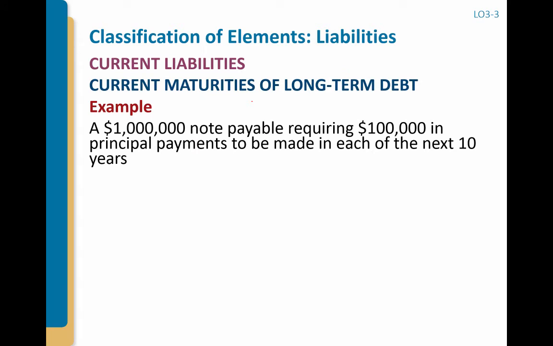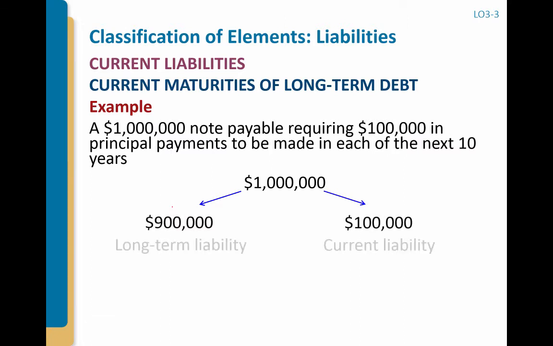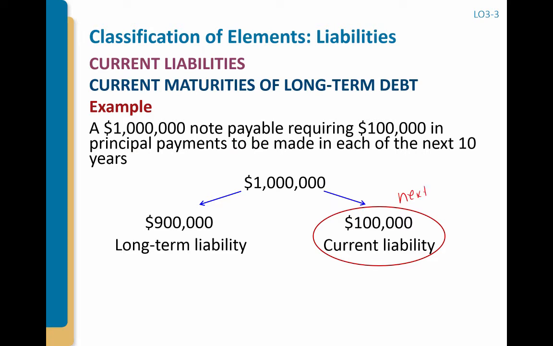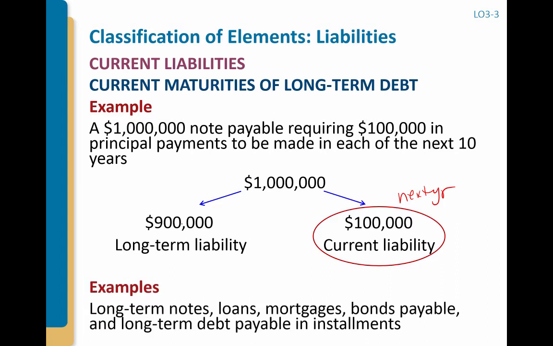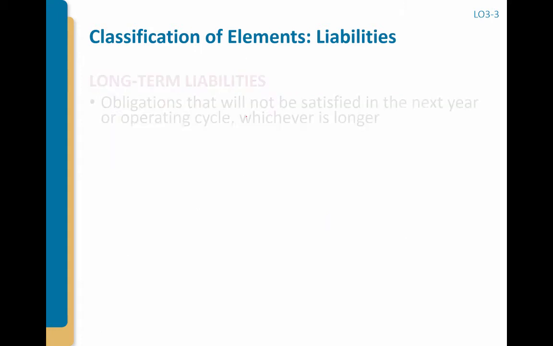So here you have current maturities of long-term debt. So you have a $1 million note payable, which requires $100,000 in principal payments to be made in each of the next 10 years. So in this case, you basically have $100,000 that is due the next year. So this is your current portion, and then your long-term portion is the other 9 years. So here you would have notes, mortgages, bonds, and we're going to talk about bonds in intermediate accounting 2.